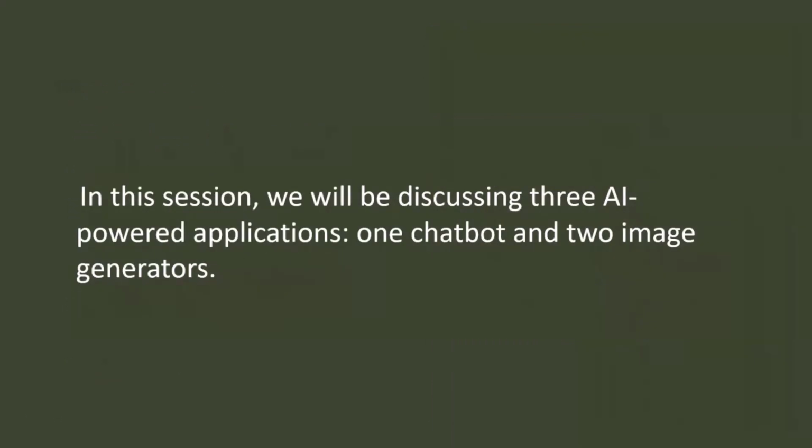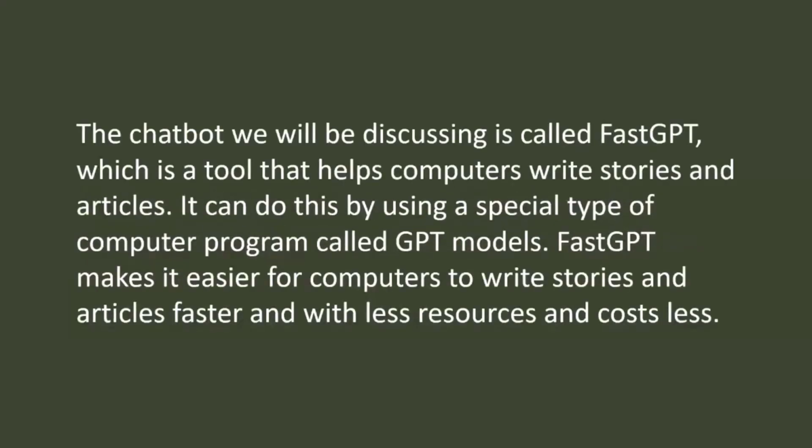AI in 2023. In this session, we will be discussing 3 AI-powered applications, 1 chatbot and 2 image generators. The chatbot we will be discussing is called FastGPT, which is a tool that helps computers write stories and articles. It can do this by using a special type of computer program called GPT models. FastGPT makes it easier for computers to write stories and articles faster and with fewer resources, and it costs less.